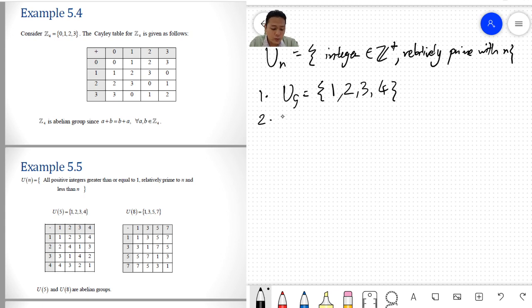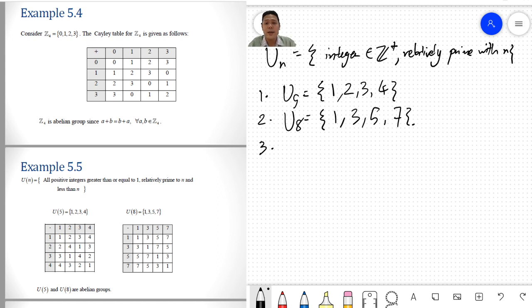Same goes for, for example, U8. 1. 2 is not relatively prime with 8 because the GCD between 2 and 8 is 2. Therefore, 2 is not an element of U8. 3 is relatively prime. 4 is not because the GCD between 4 and 8 is 4, so we don't include it. 5. 6 and 8, the GCD is 2, we don't include it. 7 is relatively prime with 8.